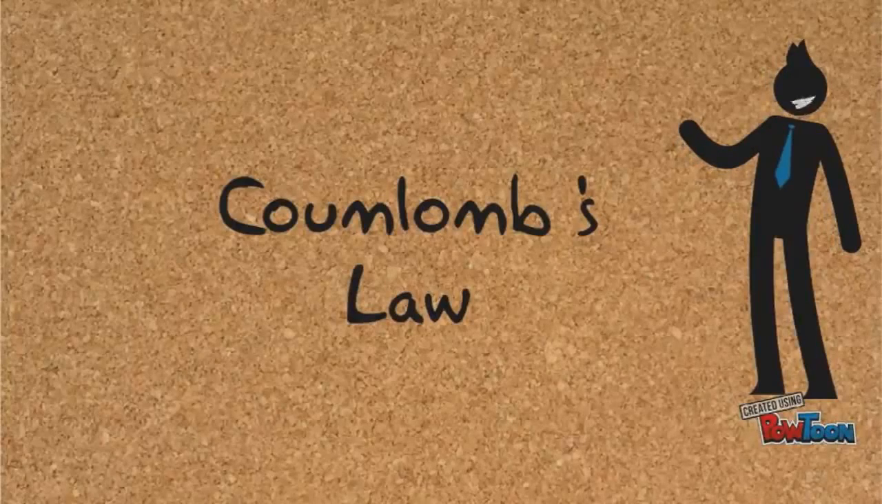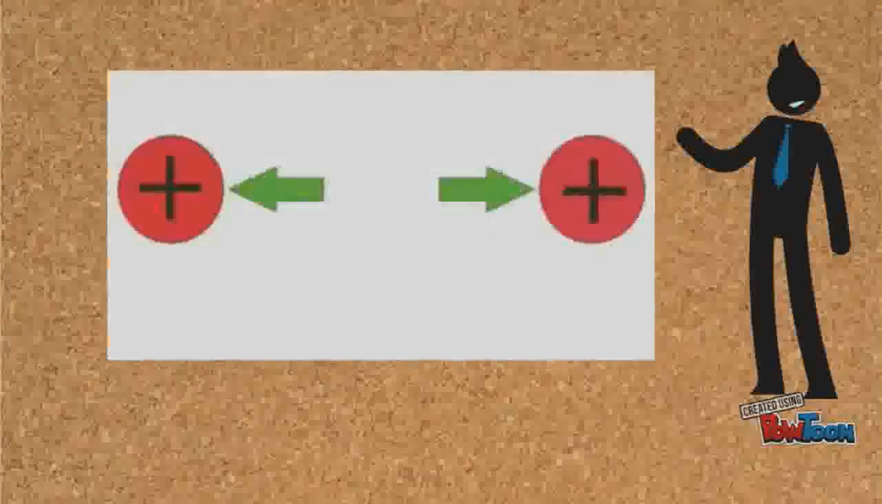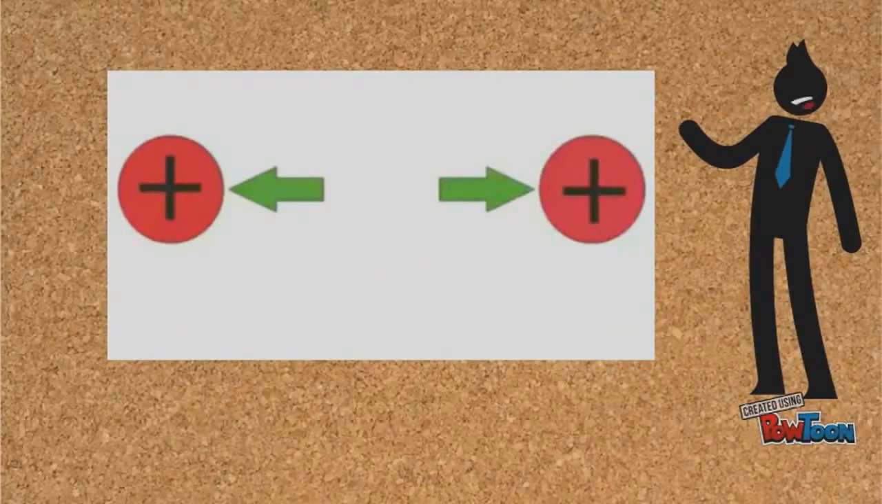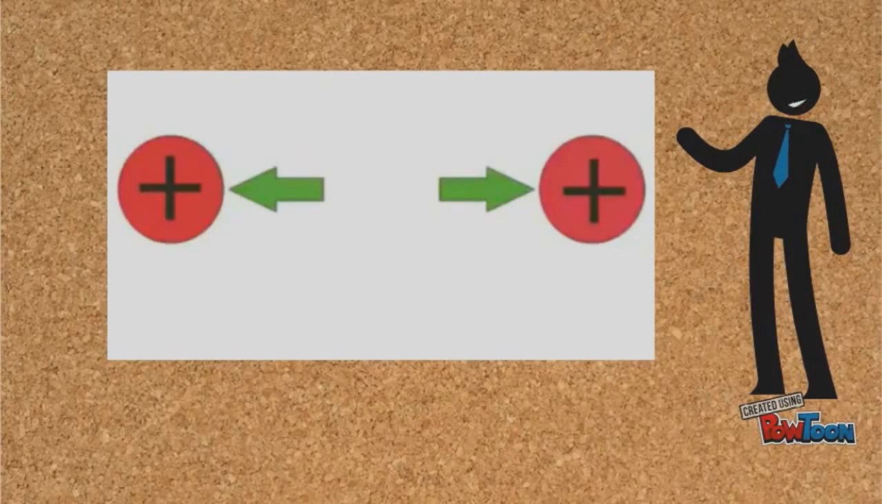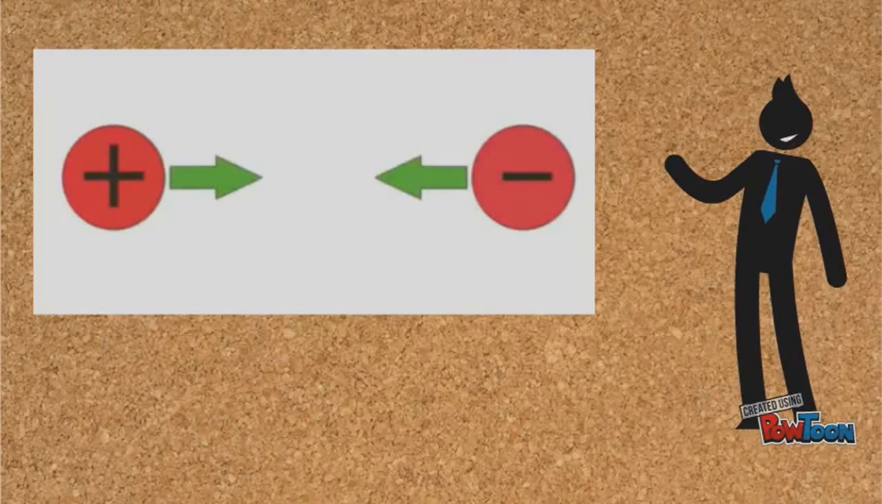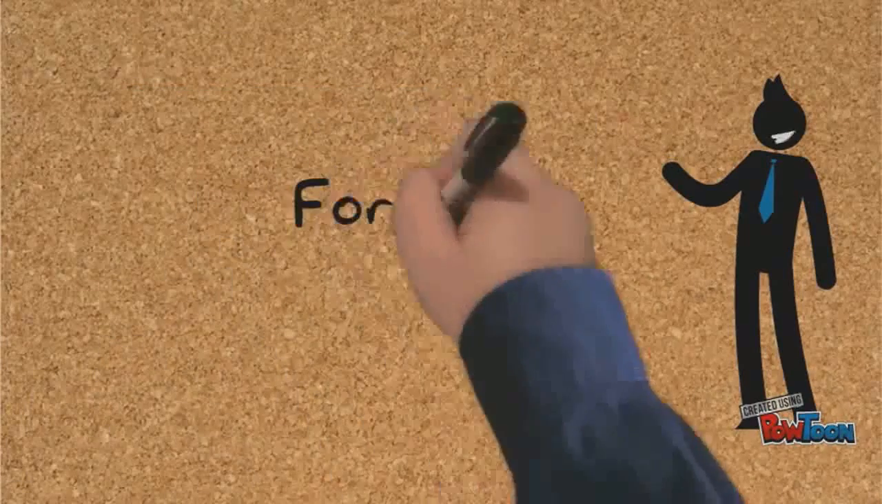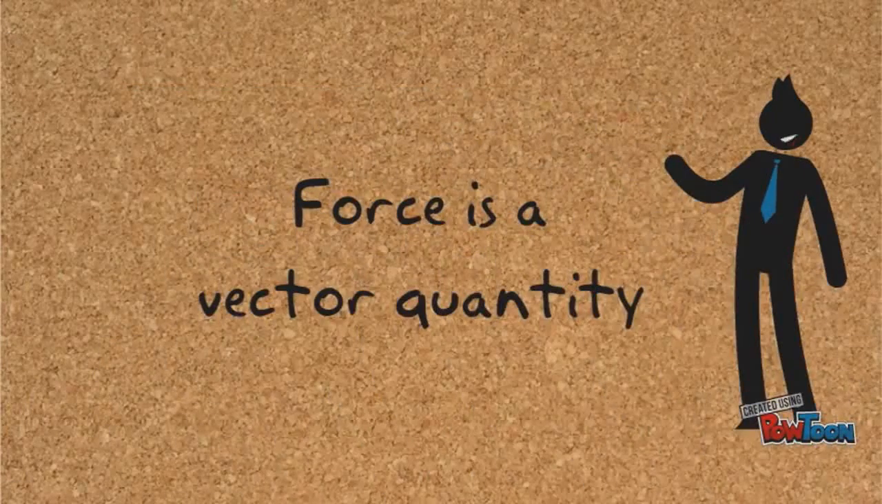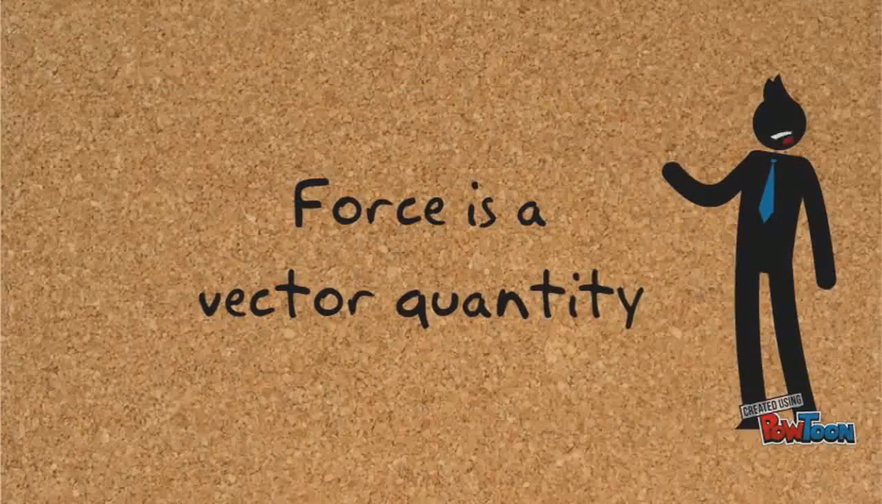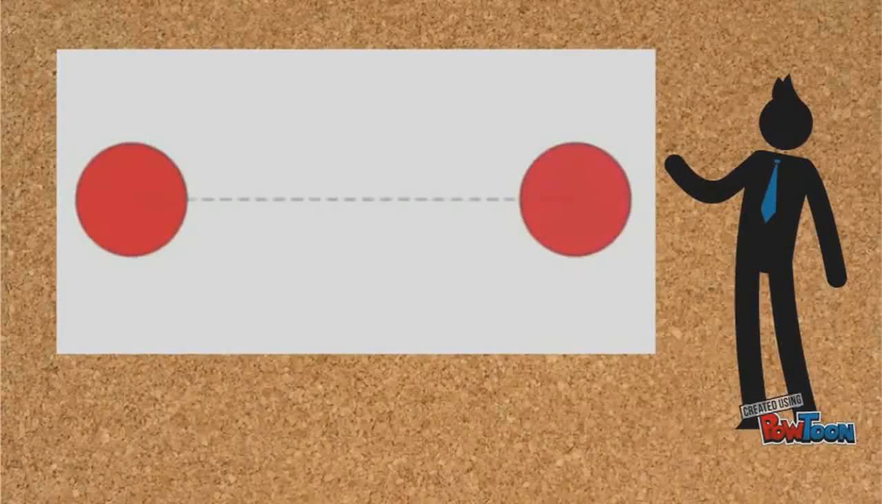Let's have a discussion on Coulomb's Law. According to this law, if the bodies are charged by similar electrical charge, they will repel each other. If the bodies are charged by opposite electrical charge, they will attract each other. Force is a vector quantity, which means it has direction in addition to its magnitude. Here the force acts along the straight line joining the centers of the charged bodies.